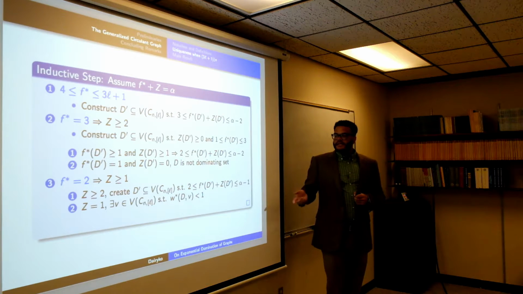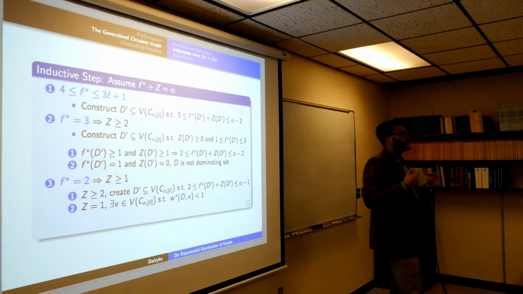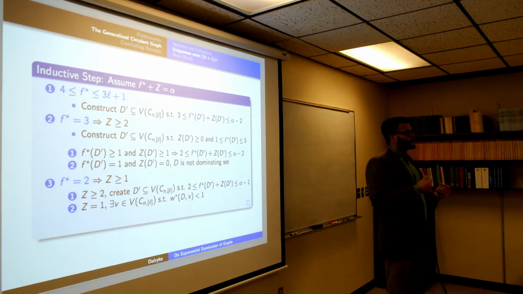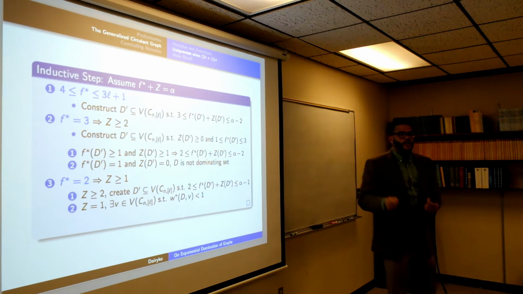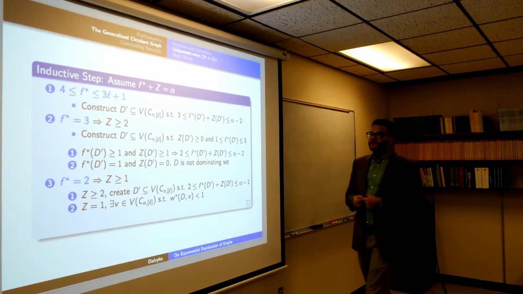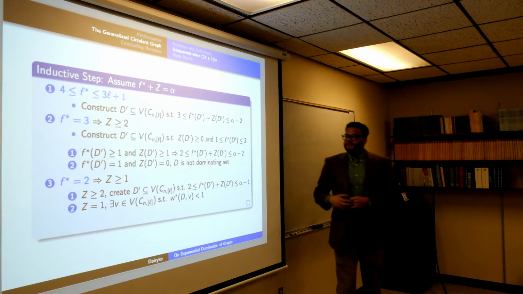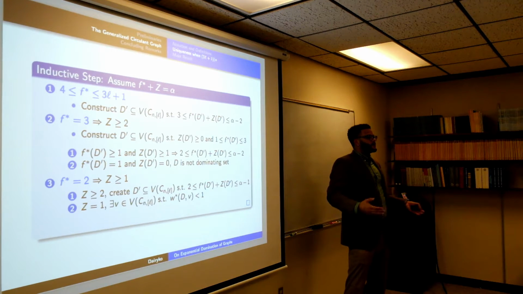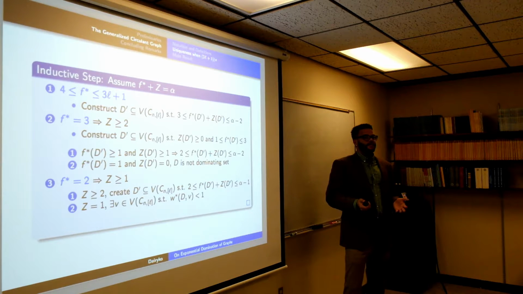And then lastly, when z is equal to 1, this gives me a lot of information about my original set D. So I go back there, I can find a vertex that doesn't receive sufficient weight, and it can't be a porous exponential domination set to begin with. All right? So at this point, we're done. We've gone through all those cases, and the result holds by induction. Okay.